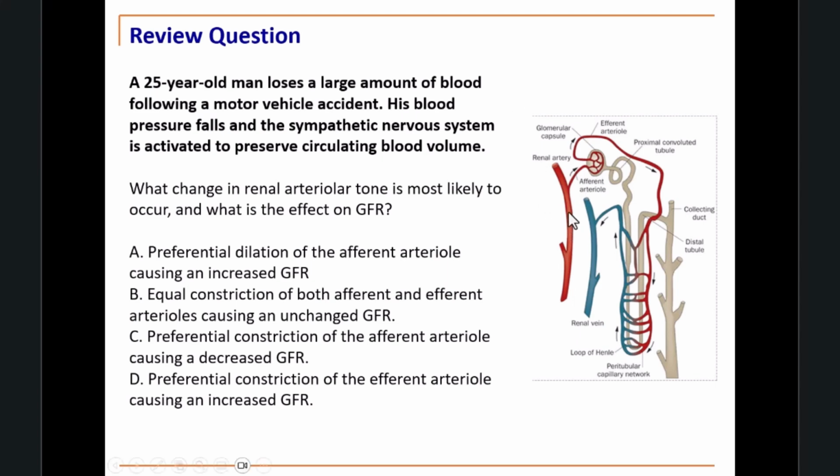So therefore, looking at the afferent arteriole, here's your image, it vasoconstricts. Less blood is coming in, which means more blood is able to go to those essential tissues. And if there's less blood coming into the afferent arteriole, the amount of filtrate you form also decreases. So you get constriction of the afferent arteriole, which causes a decrease in your GFR.